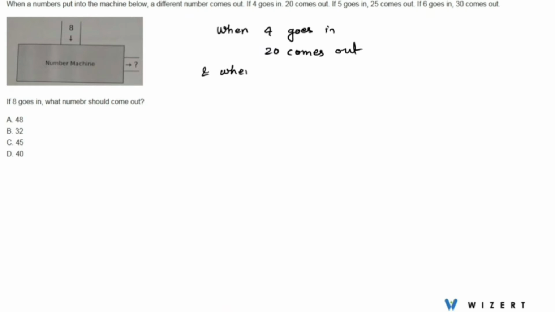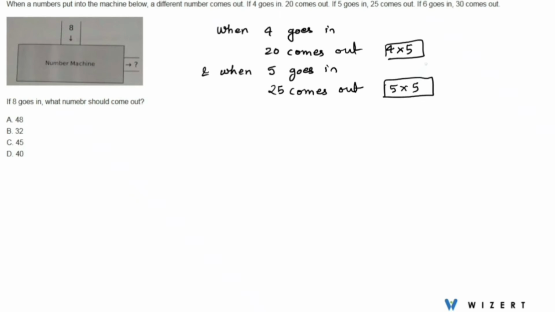And when 5 goes in, 25 comes out. So clearly the relation is that of multiplication. When 4 goes in, 4 into 5 comes out. When 5 goes in, 5 into 5 comes out. So whatever number is coming out is simply the multiplication of the given number with 5.